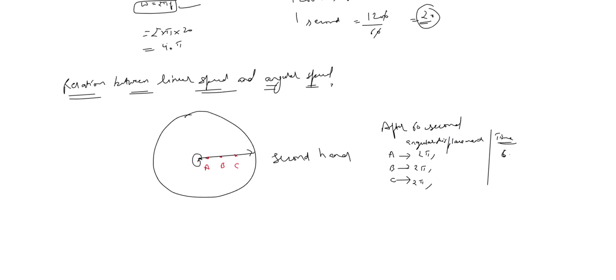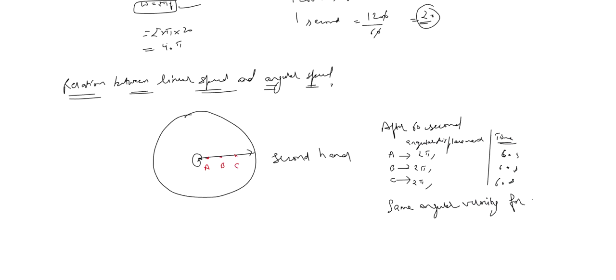Same angle covered, same time taken. So this means all the particles have same angular velocity, because angular velocity is 2 pi over capital T, or angular displacement by time taken. So same angular velocity for A, B, C.